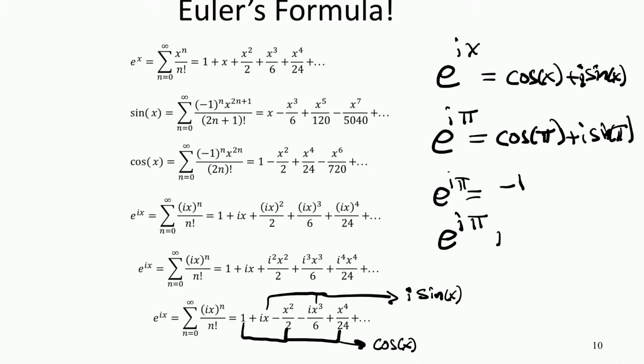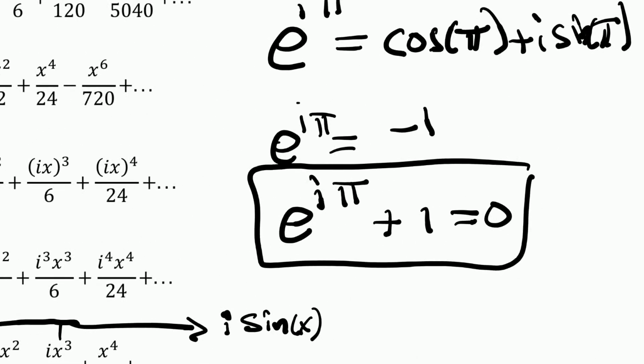Sorry about that. Plus 1 equals 0. So this formula, mathematicians love it because it has all 5 of our favorite numbers. You have e, i, pi, 1, and 0, all in the same formula.